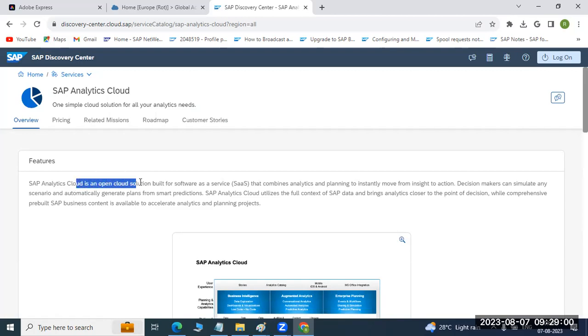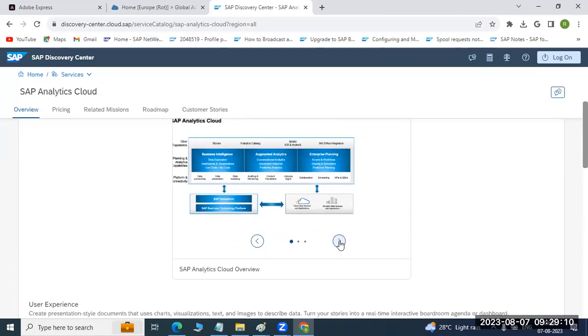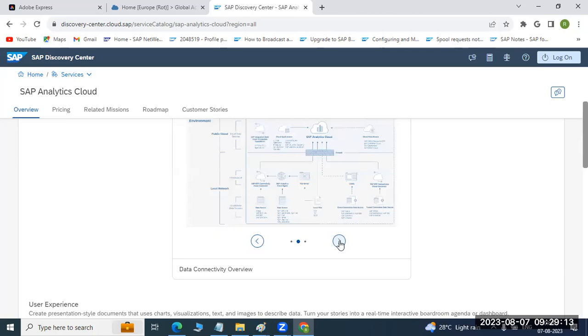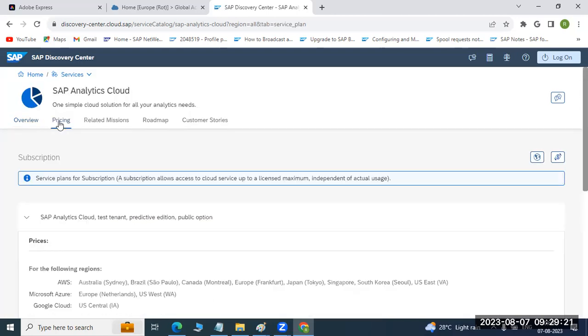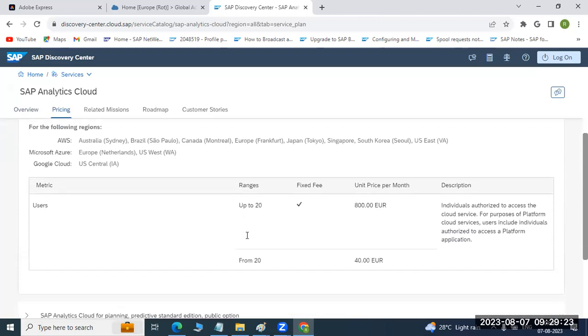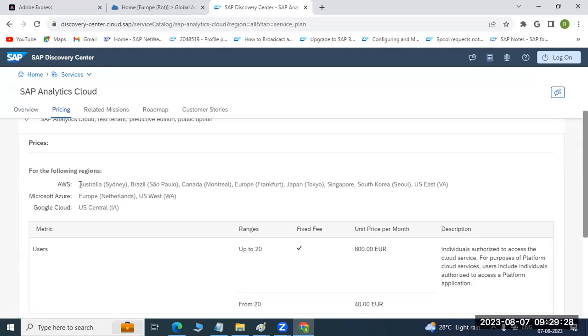It's an open cloud solution built with SaaS, software as a service, that combines analytics and many other functionalities. Normally in SAC, the Analytics Cloud, I think a few members know what is meant by Analytics Cloud. In on-premises, we will use this Analytics Cloud. Not only on-premises, here in SAP also you can subscribe to the services. It is available in the AWS region, Azure region, and Cloud US Central.